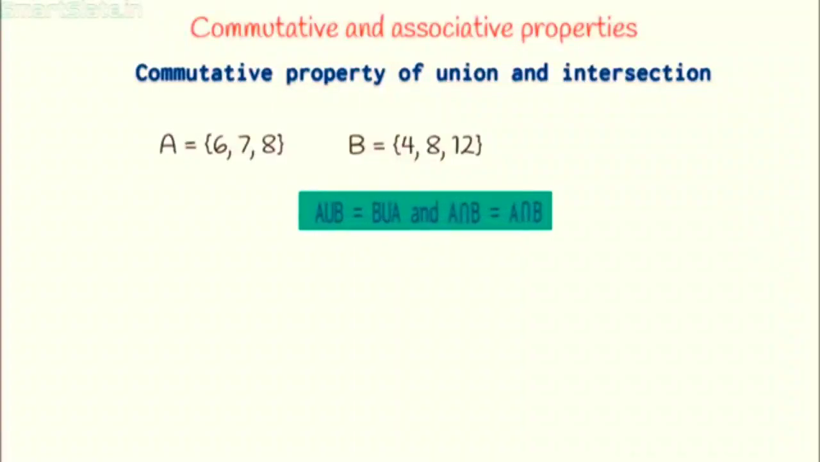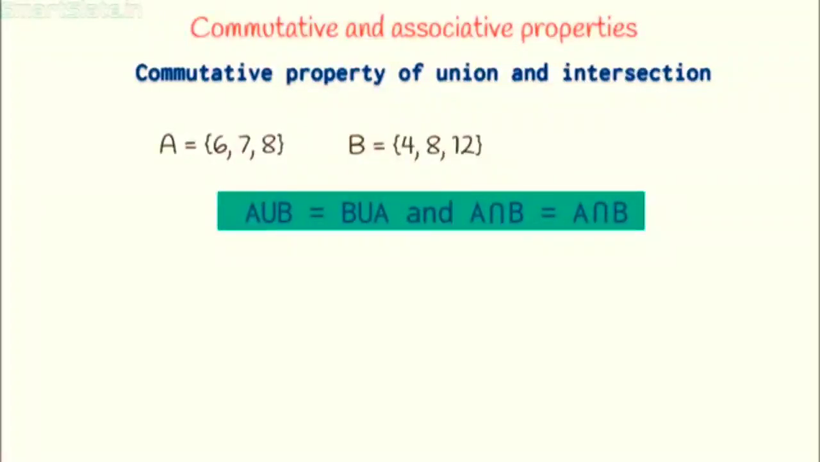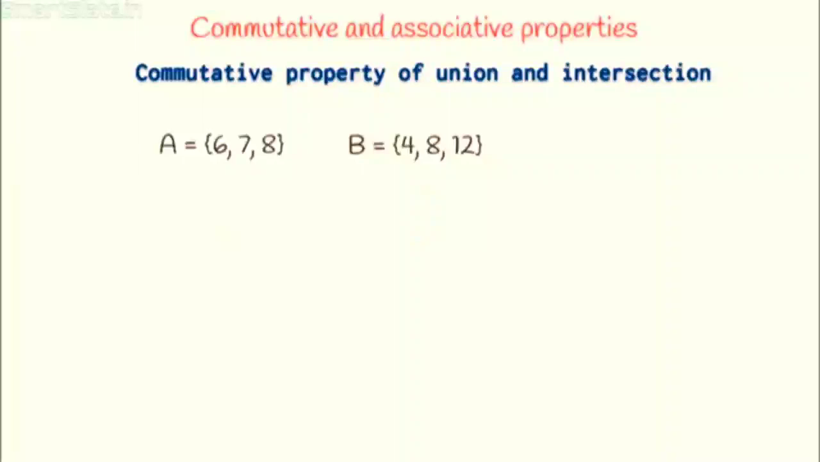First, we will see the commutative property, the commutative property of union and intersection. Let's verify this with examples. Let's take an example of two sets. Set A = {6, 7, 8} and set B has the elements 4, 8 and 12. Now let's find out whether the union and the intersection of two sets obey this commutative property or not.